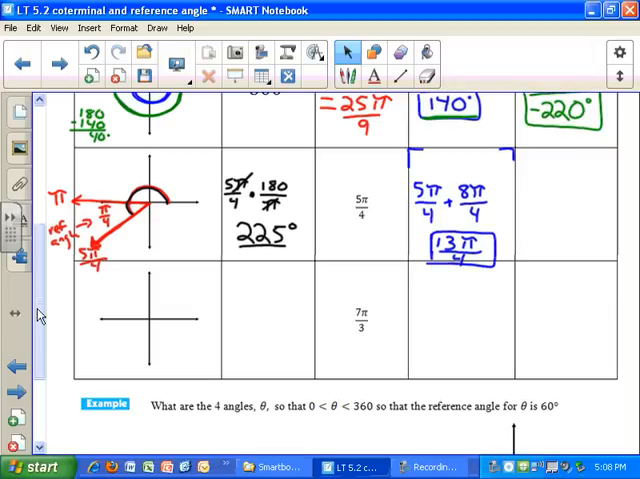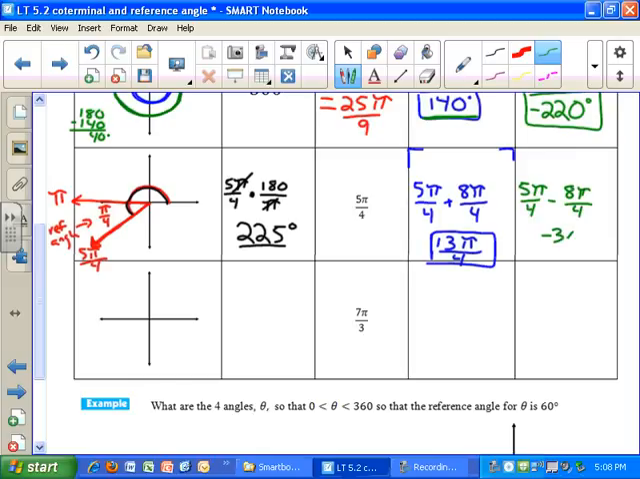And for a negative coterminal angle, take my original angle of 5 pi over 4, and I'm going to subtract 8 pi over 4 instead of adding it, and we end up with negative 3 pi over 4.